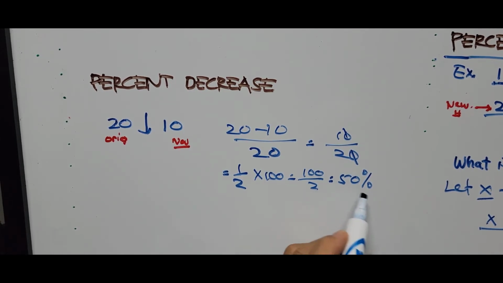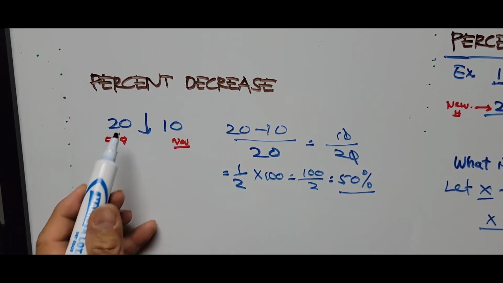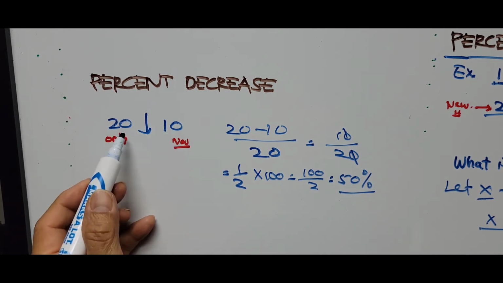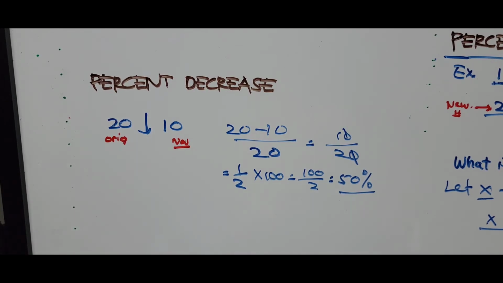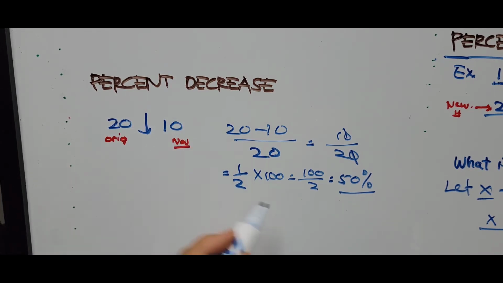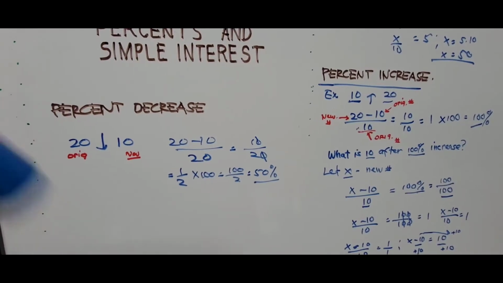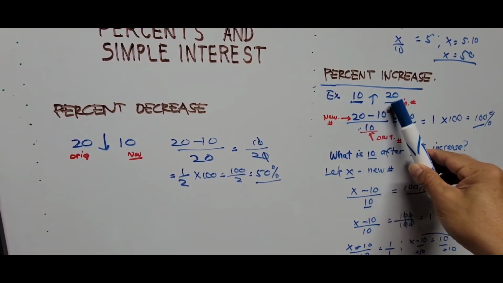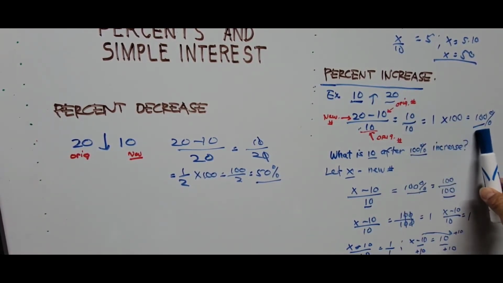And if you notice, this is now a 50% decrease from 20 to 10. And if you remember from the previous example, we have a percent increase. The number increased from 10 to 20. The percent increase was 100%. But the percent decrease from 20 to 10 is not 100% decrease, but 50%. So let's focus on that. If you notice our solution earlier, from 10 to 20, that's a percent increase of 100%.